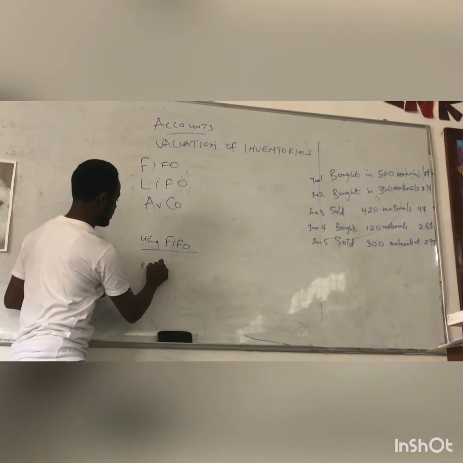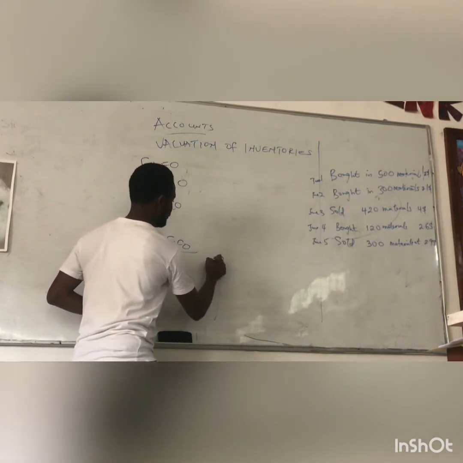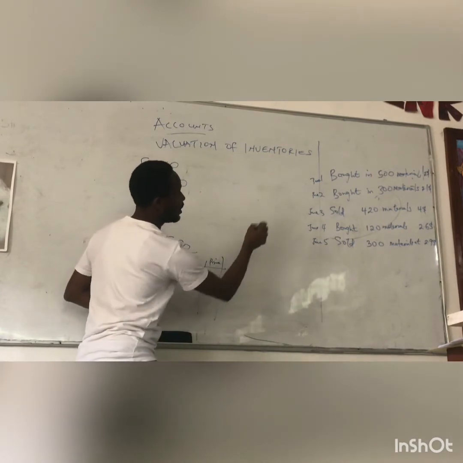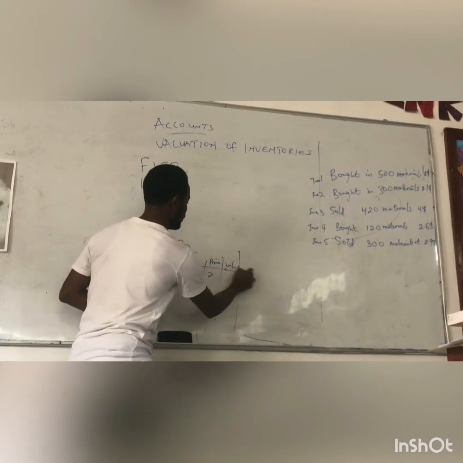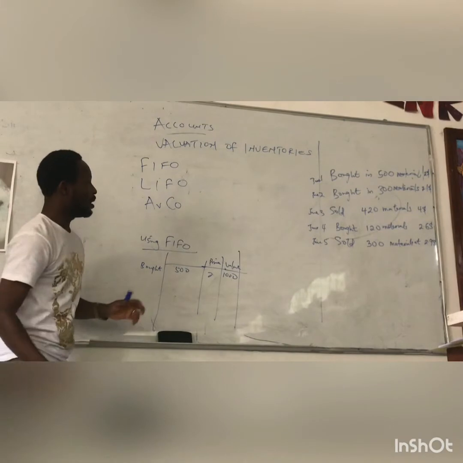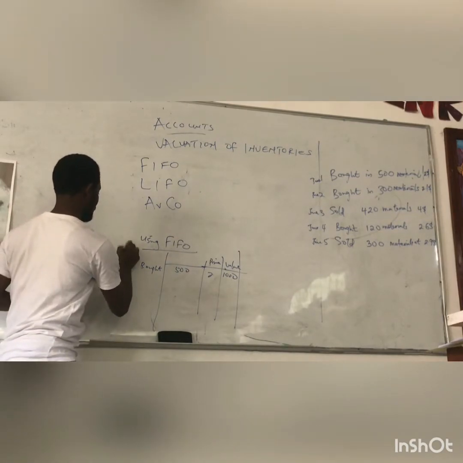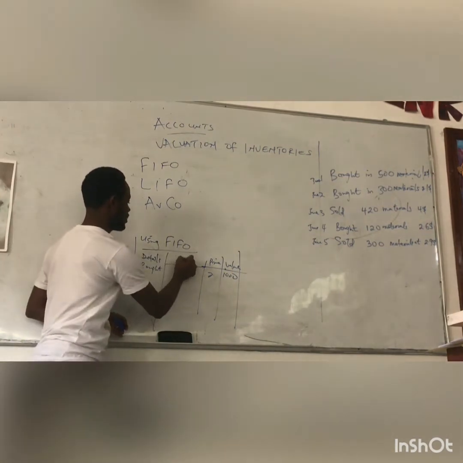bought in 500 at a price of $2. So the value would be 1,000. That's June 1. This is the date, this is the details, this is the quantity.